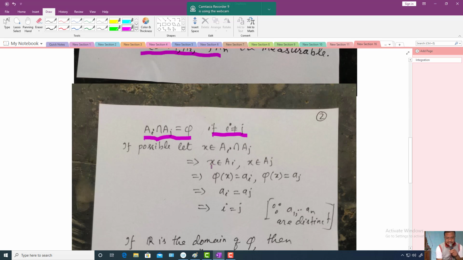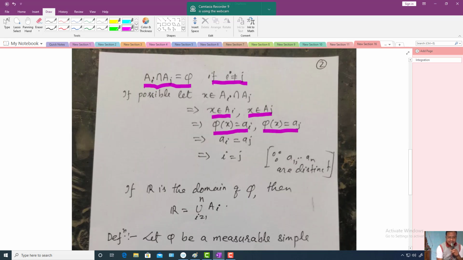Then x is a member of Ai, and x is also a member of Aj. Since x is a member of Ai, phi of x is equal to ai. And since x is also a member of Aj, phi of x is equal to aj. Okay, but what does it say? It says that ai is equal to aj, but they are different, no? ai is different from aj if i is not equal to j. So if they are equal, it means i is equal to j.